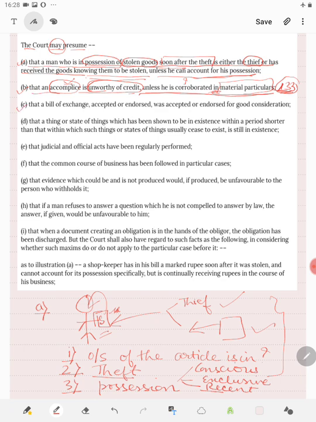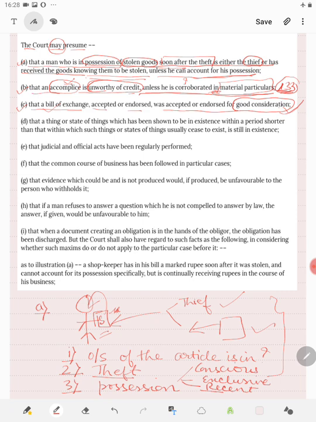Then C is that a bill of exchange accepted or endorsed was accepted or endorsed for good consideration. If I have given anyone a cheque, then certainly I have received some consideration in lieu of that cheque. So this is something which we can presume. Else, why will I give anyone any cheque?